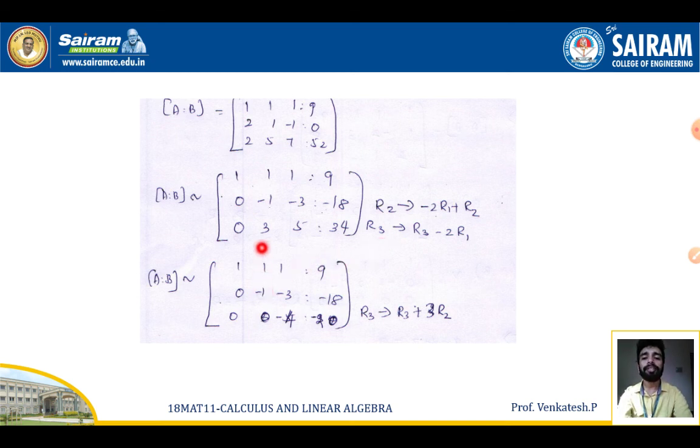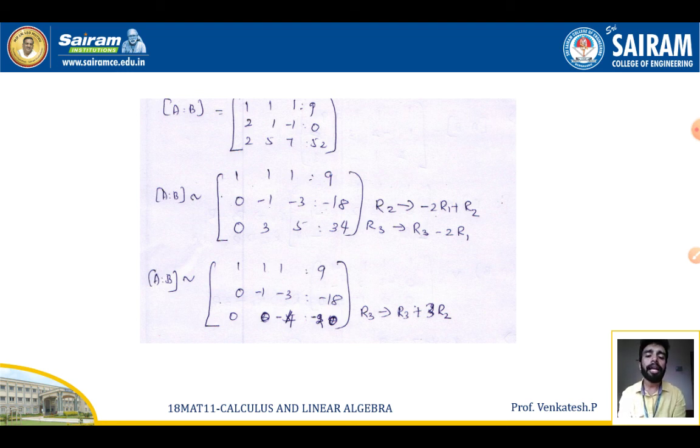Next I want to make this 3 also 0. The operation will be R3 implies R3 plus 3R2. So I'll be getting 1, 1, 1, 9, 0 minus 1 minus 3 minus 18, 0, 0 minus 4 minus 20. I got it. So now I have an upper triangular matrix.